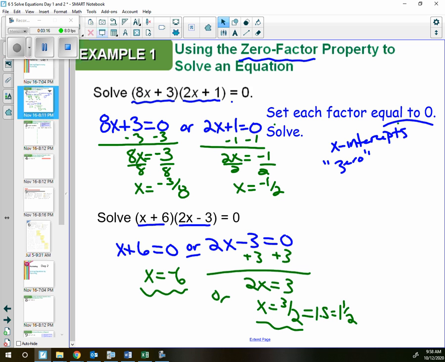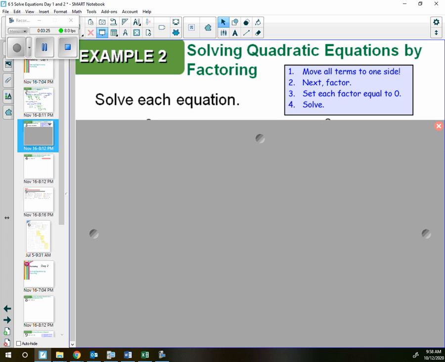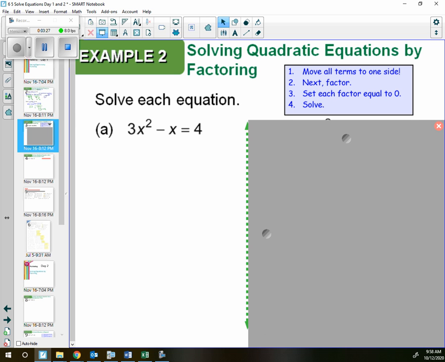These were factored for you, which is great, but they're not always factored for you. So sometimes we have to do our factoring first. Another thing to keep in mind, they have to be equal to 0, because the zero factor property doesn't work if they're not equal to 0. So we have to make sure that they are. We might need to move some terms around, and then we can go ahead and set our factors equal to 0 and solve.